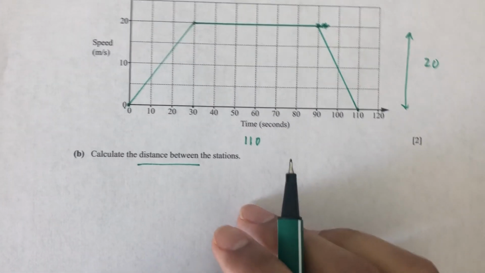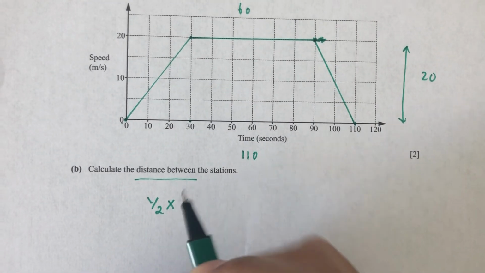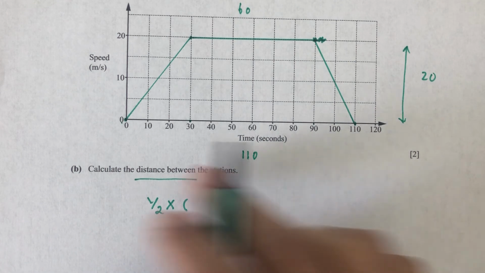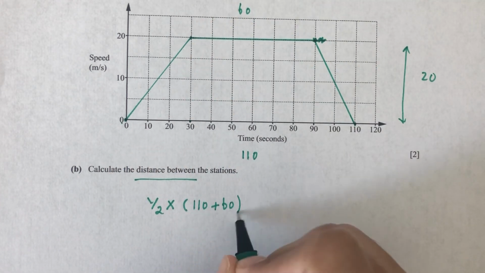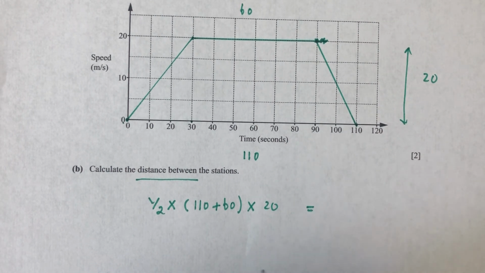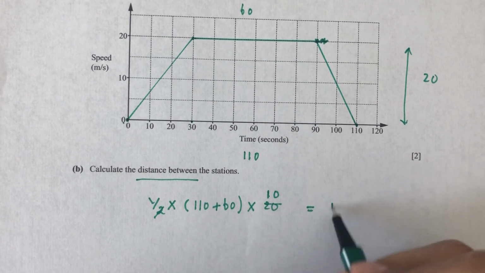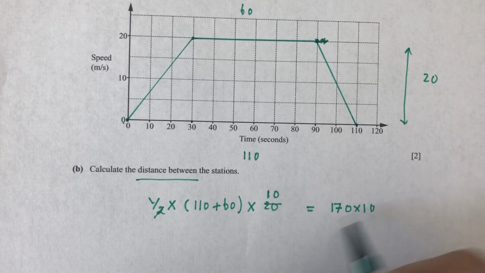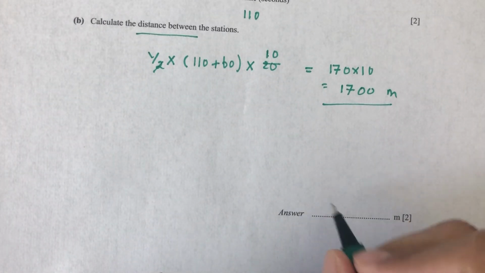So the area of a trapezium is what? It's half times the sum of the 2 sides, which will be 110 plus 60, times the distance in between, which is 20. Now we simplify, so 2 with 10, that will be 170 times 10, which is 1,700 meters for the distance traveled between the 2 stations.